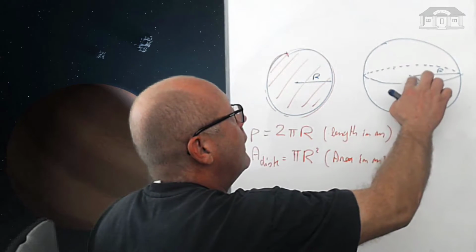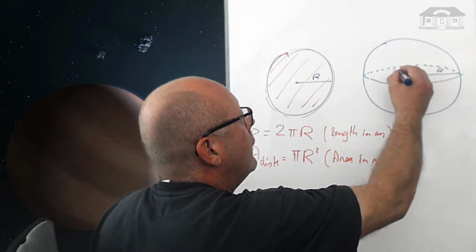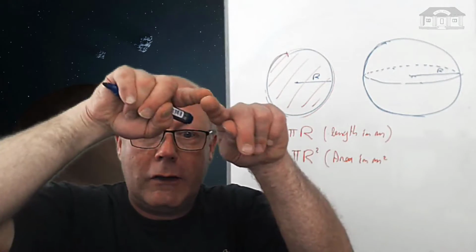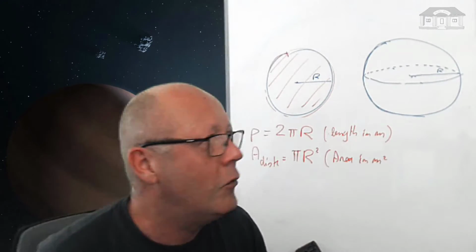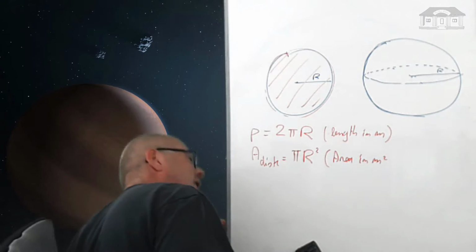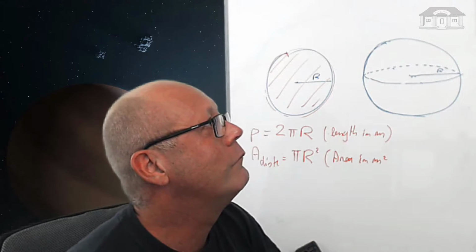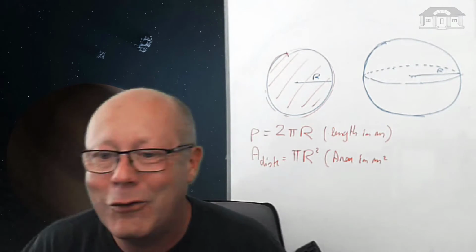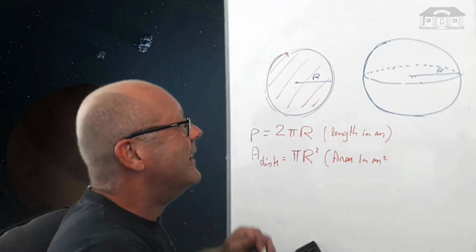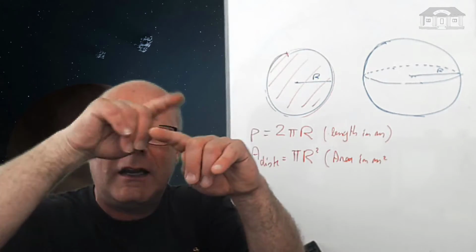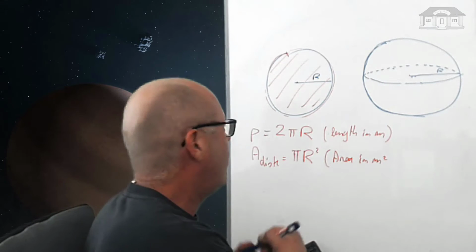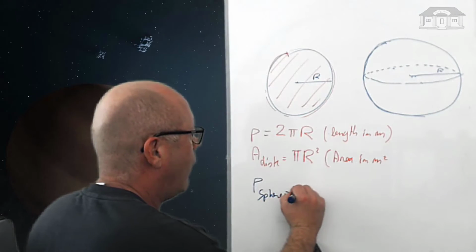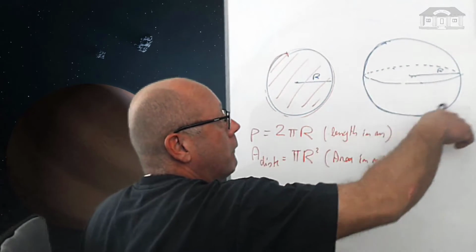So what would be the perimeter of my sphere? I go around the balloon, right? Unfortunately, I don't have a balloon in my office. So you have to imagine the balloon, and you go around the balloon as if you were a little ant going around the balloon. So the perimeter of the sphere is also 2 pi r, because you just described a circle.